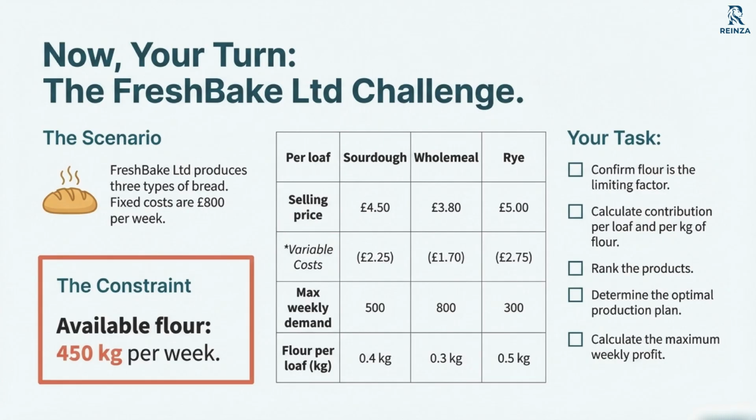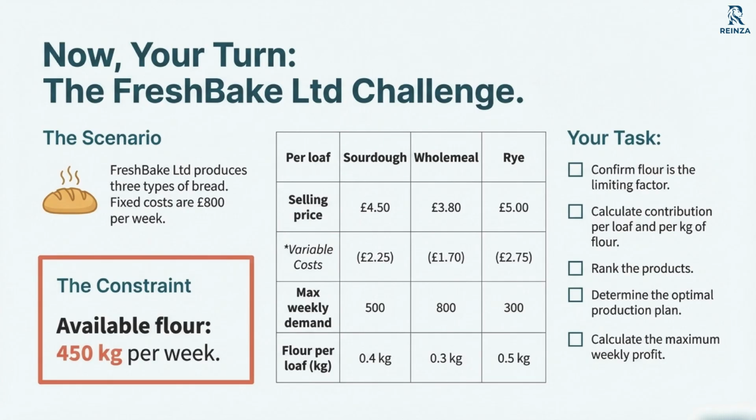Rye sells for £5 per loaf. Variable costs are £2.75, giving a contribution of £2.25 per loaf. Maximum demand is 300 loaves, requiring 0.5 kilograms of flour each. Here is the constraint. Fresh Bake only has 450 kilograms of flour available per week. Fixed costs are £800 per week.